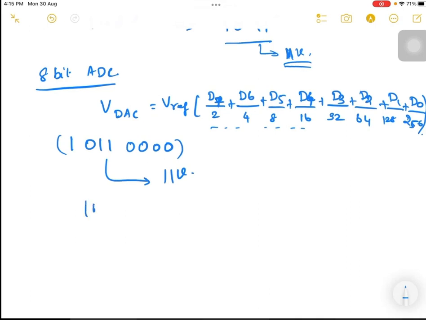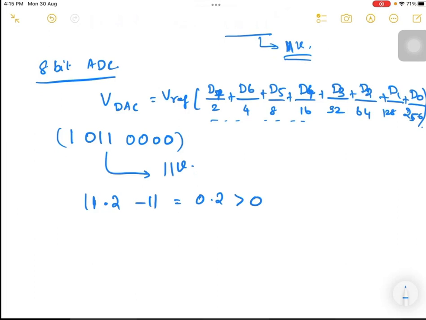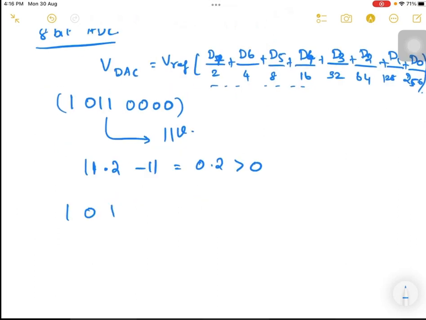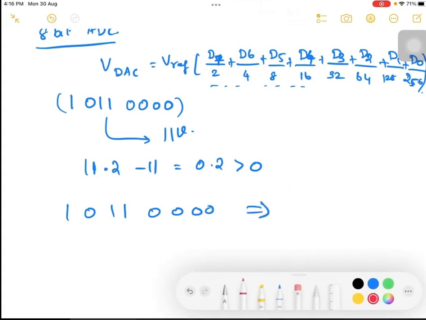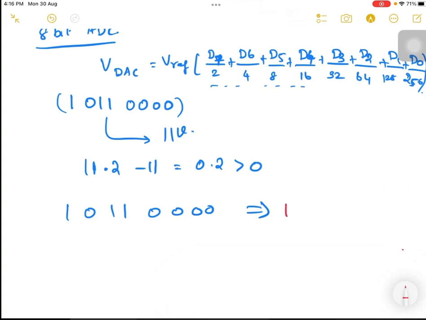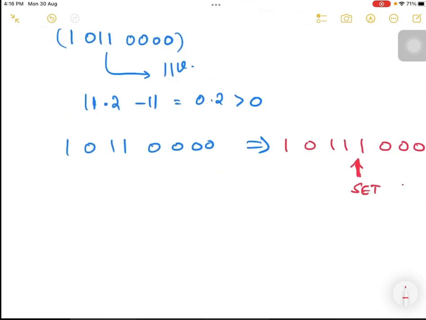Now 11.2 minus 11 is equal to 0.2, which is again greater than 0. So in that case, what happens? Greater than 0 means we have to set the next bit. So 1011 0000 will become 1011 1000. So the next bit is set. The current bit, leave it as it is because it is higher. Okay, so now in that case we have a new value.